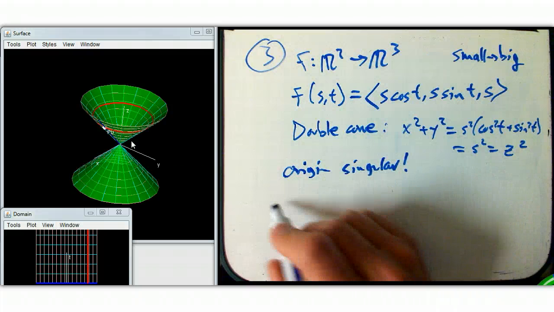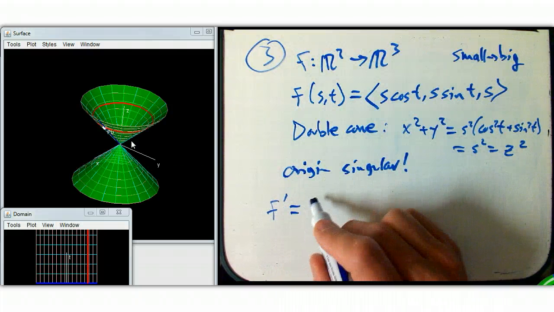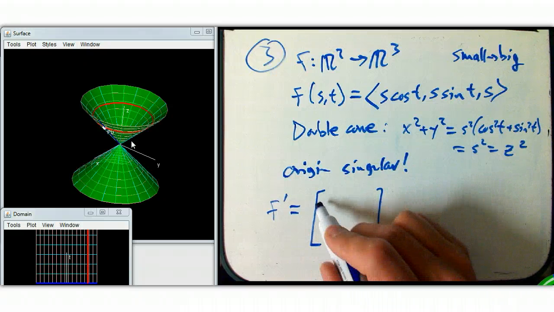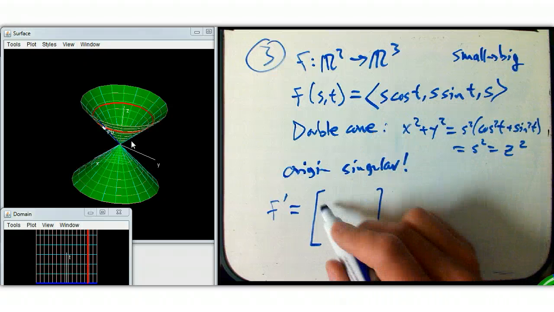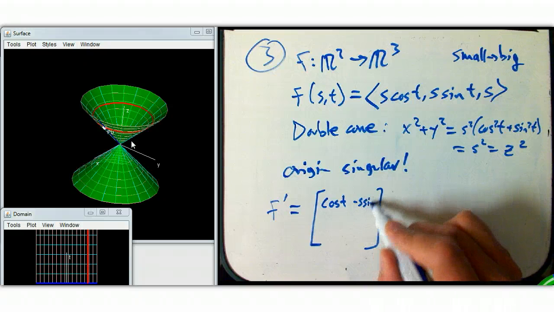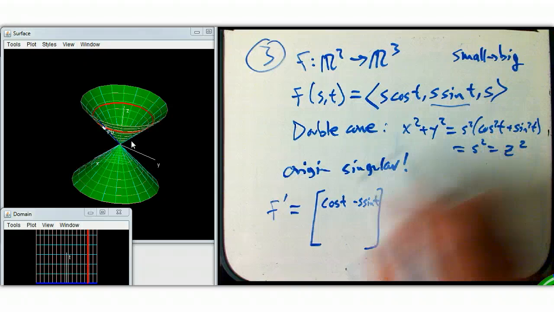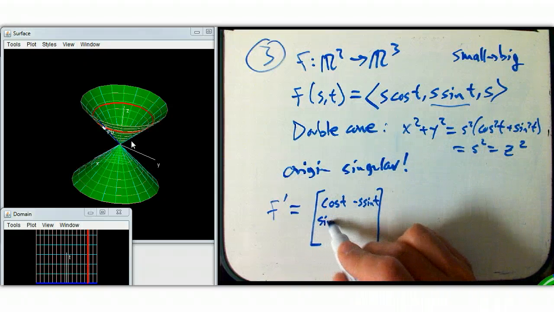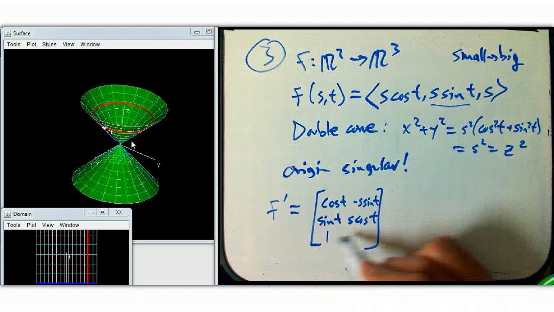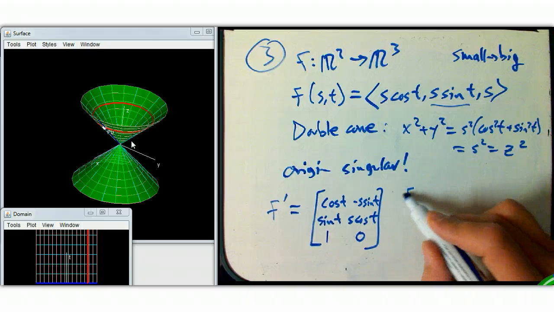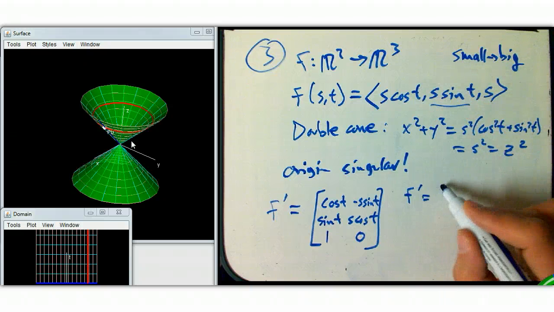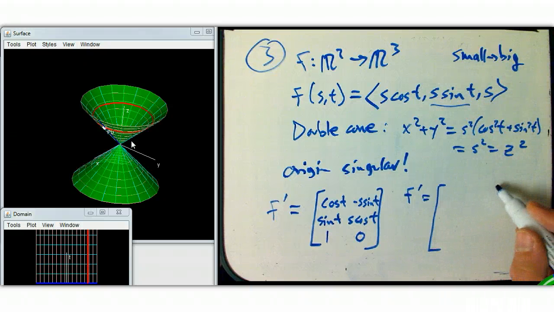Okay, so let's look at the matrix of derivatives. Here we have 3 outputs, 2 inputs. It's going to be 3 rows, 2 columns. And the derivatives, let's see, s cosine t with respect to s is cosine t, and then minus s sine t. And then the second one, we're going to take the derivative with respect to s, that's sine t, and then s cosine t, and then 1, 0. Okay, so let's see, how do we get the origin? It's just put in s equals 0, and t equals anything, actually. That's one of the many weird things about the origin here.